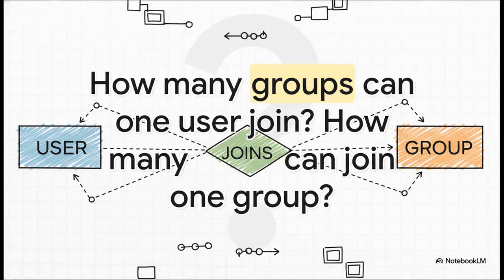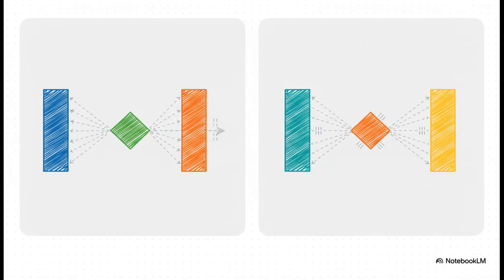In our app, can one user join, say, 5 different groups? Yeah, for sure. And can one group have hundreds or even thousands of users in it? Absolutely. This idea of defining how many things can be on either side of a relationship, that has a name. It's called multiplicity. Let's look at 2 of the most common rules. The one we just described, where many users can join many groups, is called a many-to-many relationship.